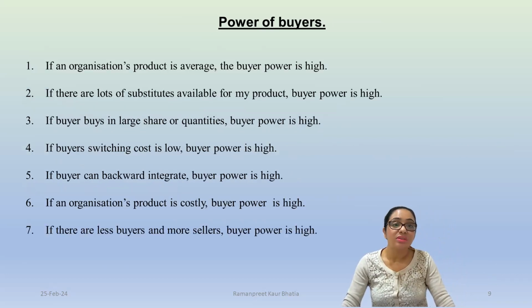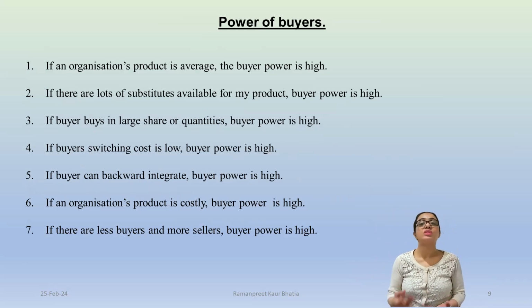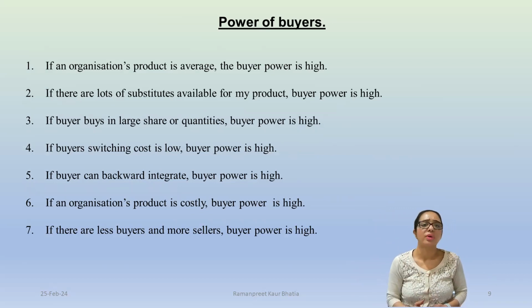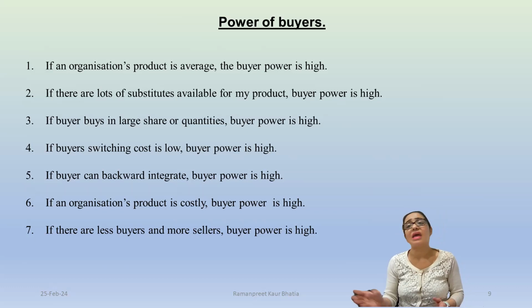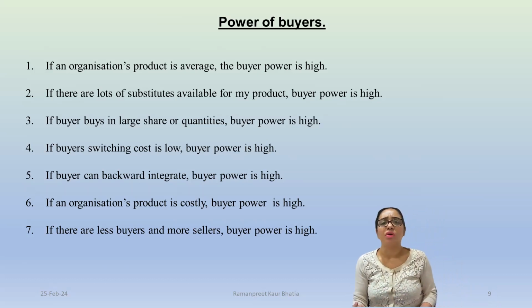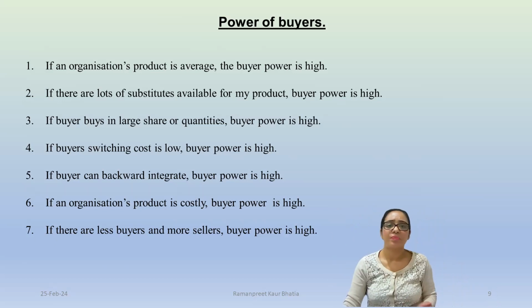Now we are going to the third force, which is the power of buyers. Now, I am an organization and all my customers are my buyers. What are the circumstances in which the buyer's power is high? The first one, if my product is just normal, just an average product, my buyers can leave me anytime and they are free to go anywhere and buy from any place where they get a good quality product or a unique product. So therefore, in this case, the buyer power is high. If my product is just normal, the power of buyer is high.